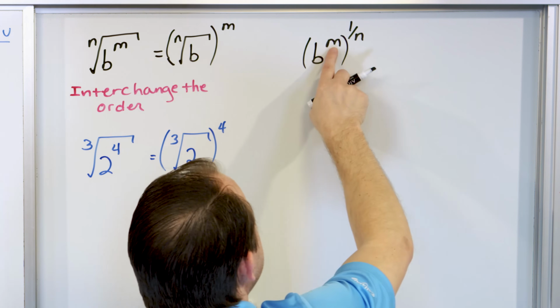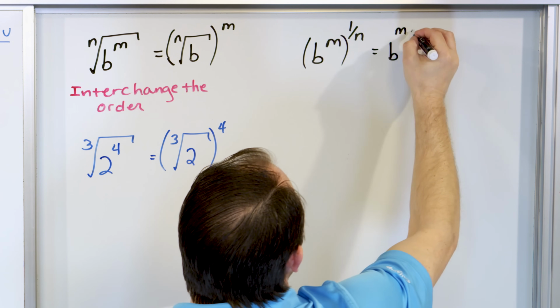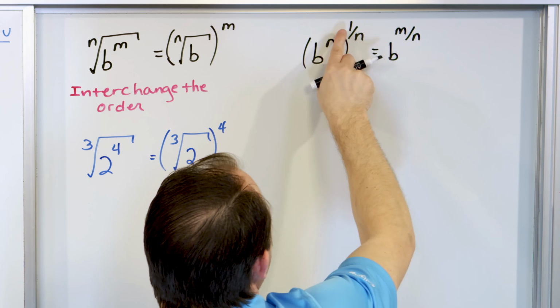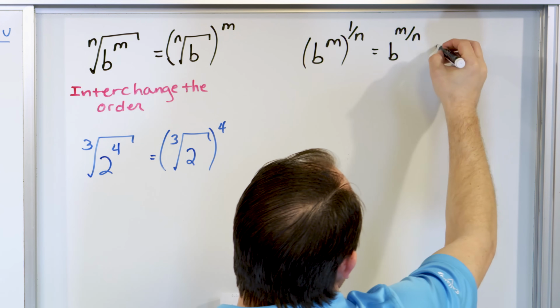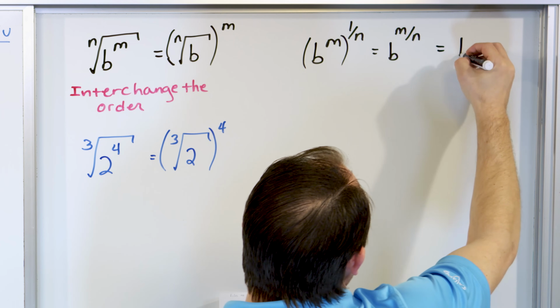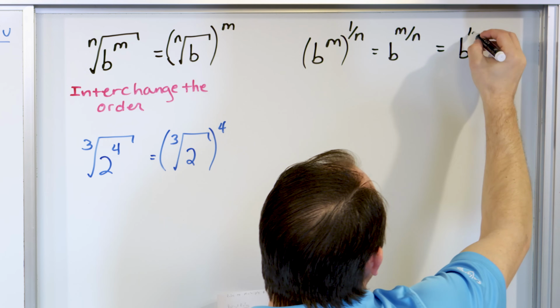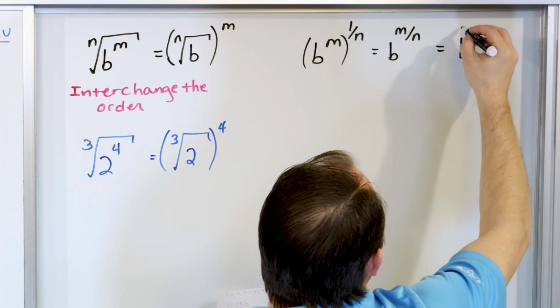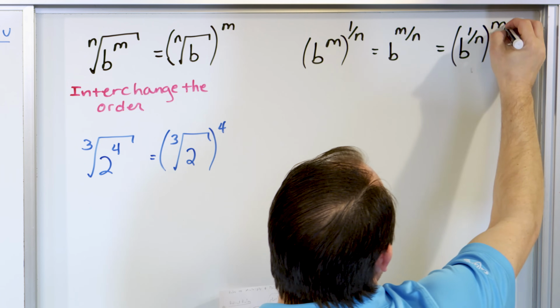So what is m times 1 over n? That's just going to be b to the m over n. This m times 1 over n gives you this. But then you look at this again and you say, well, it's a fraction. So I actually could write it like this. Instead of m over n, I could write it as 1 over n first, and then I could take the result of that and raise that to the nth power.